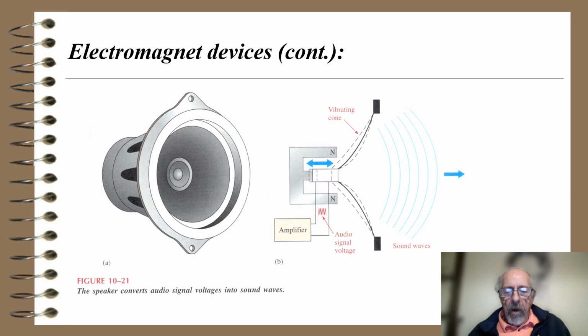Here I have an audio signal voltage going in through an amplifier to that magnetic core, and it turns out I get a vibrating cone and sound waves, and the sound travels to the right.